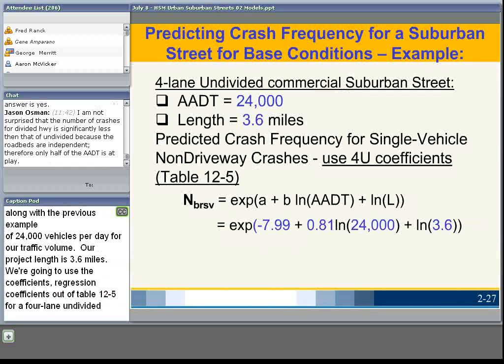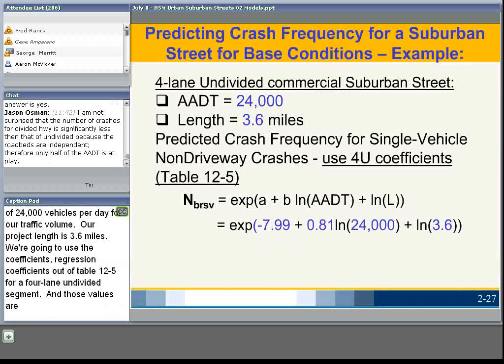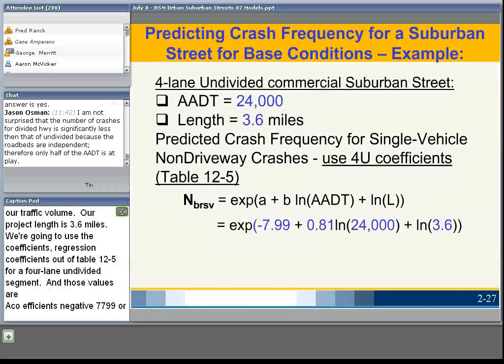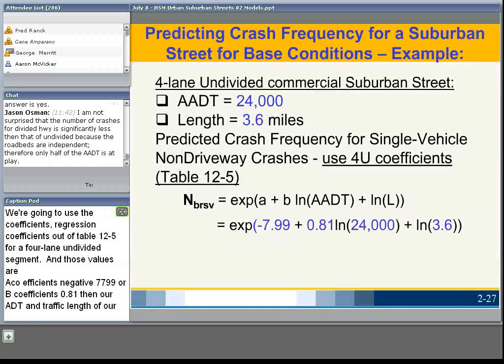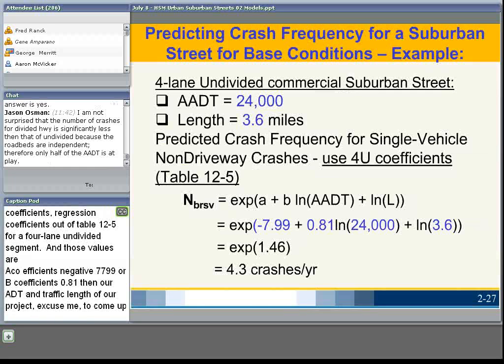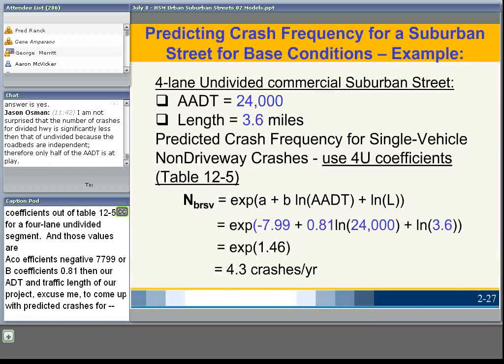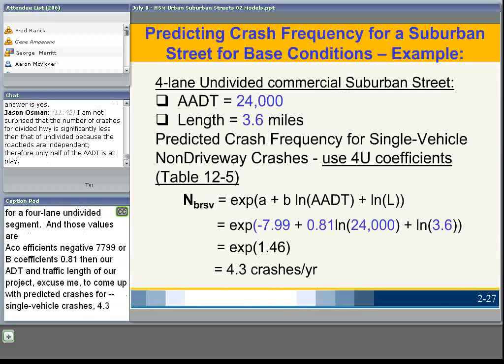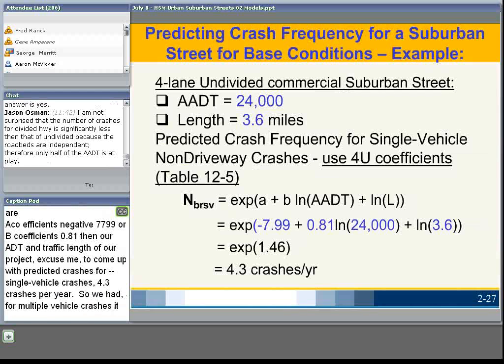Now we're going to go through an example of calculating single vehicle crashes for a 4-lane undivided commercial suburban street. We're following along with the previous example of 24,000 vehicles per day for our traffic volume. Our project length is 3.6 miles. We're going to use the regression coefficients out of table 12.5 for a 4-lane undivided segment.